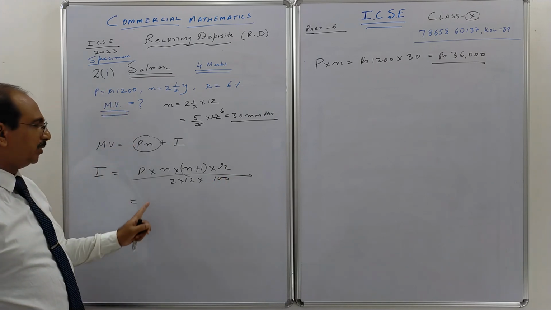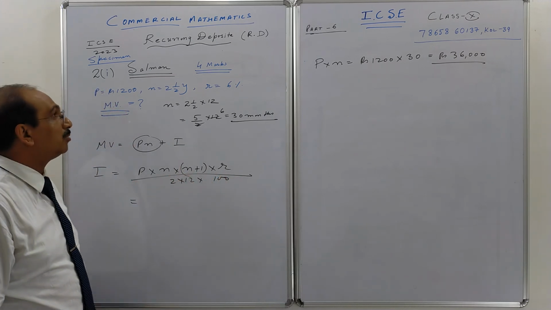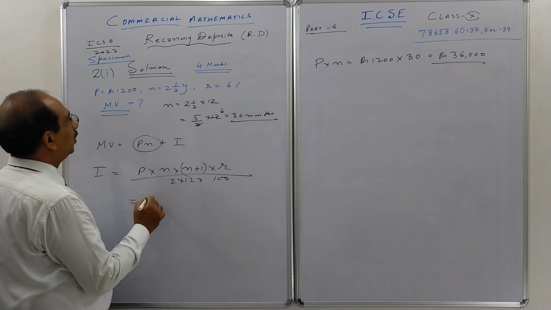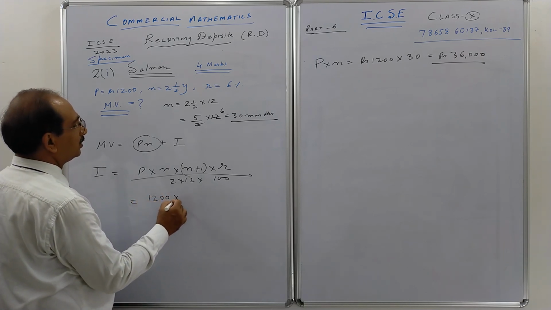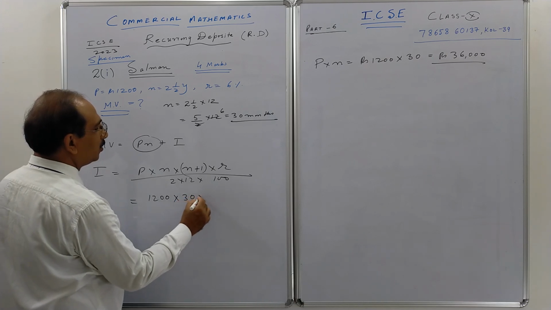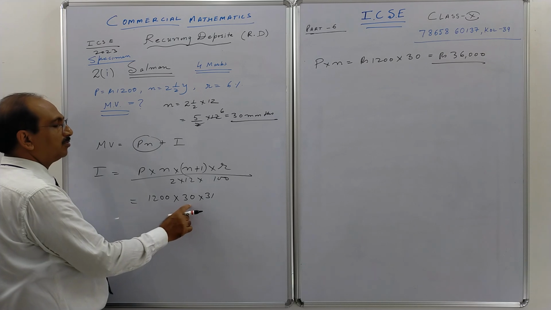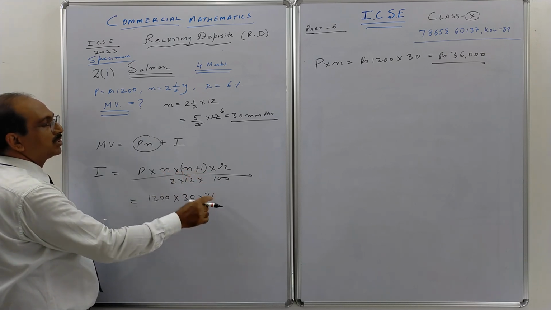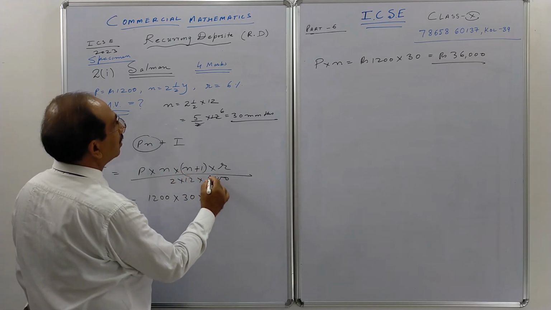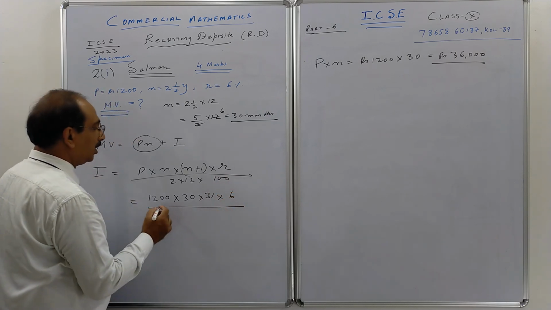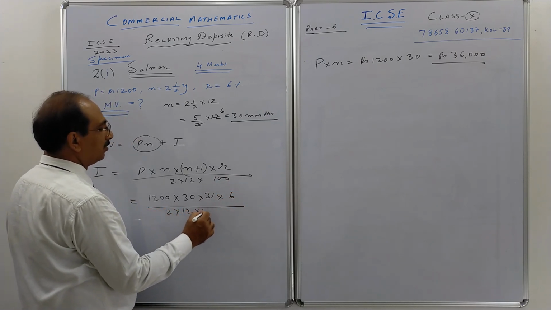As I've already explained, this is like simple interest. See part 5 of my video. So P is 1200, and he deposits for 30 months: 30 into 31. Check: 1 month is 1 into 2, 24 months is 24 into 25, so 30 months is 30 into 31. R is 6 by 2 into 12 into 100.